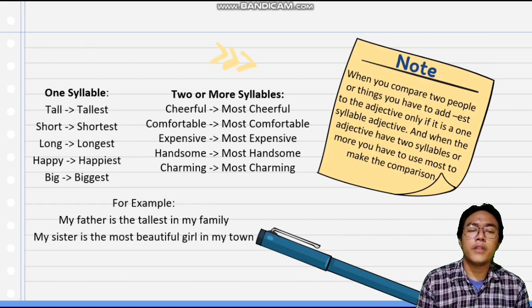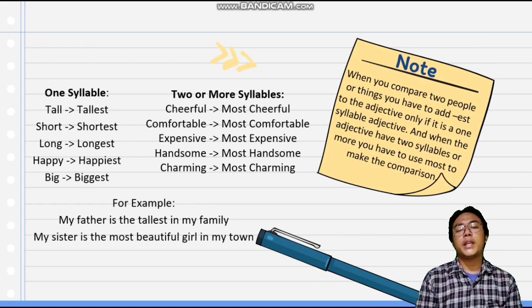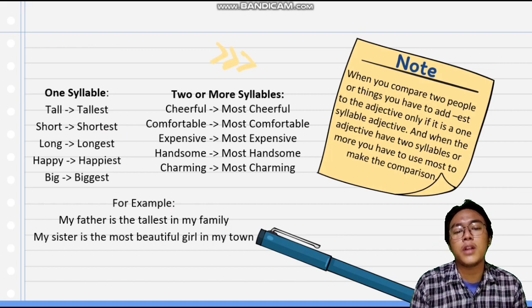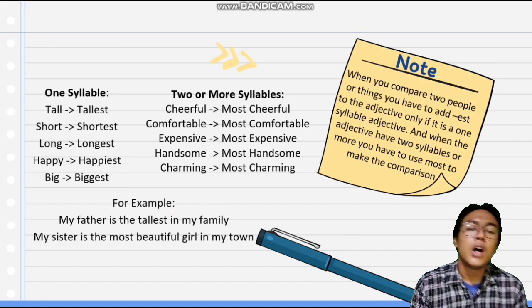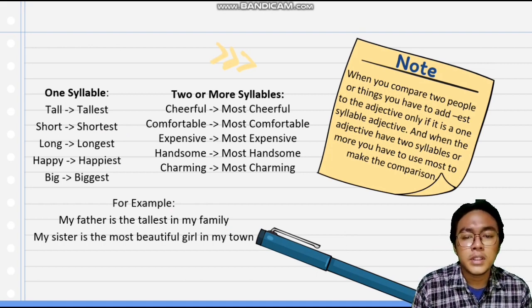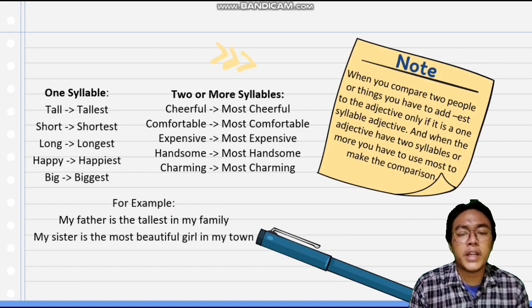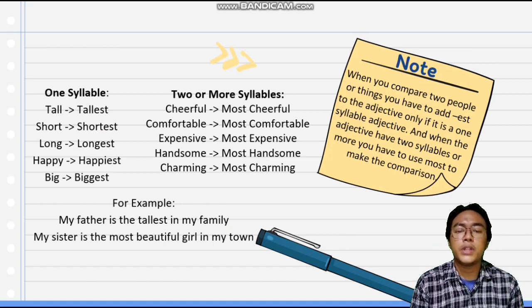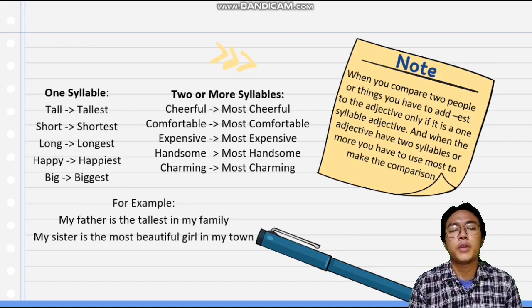The note of the superlative degree is when you compare more than two people or things, you have to add est to the adjective only if it is a one-syllable adjective. And when the adjective has two syllables or more, you have to use most to make the comparison.